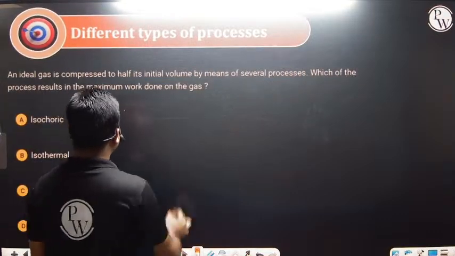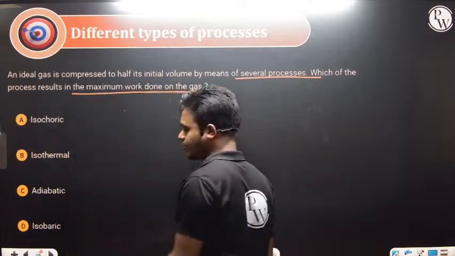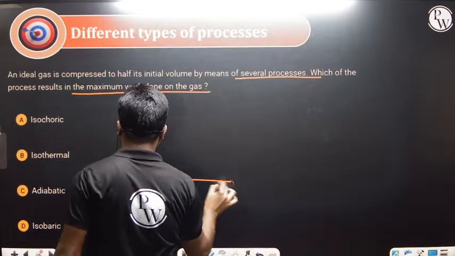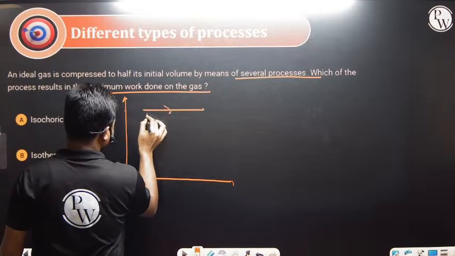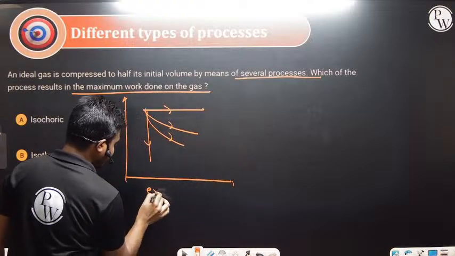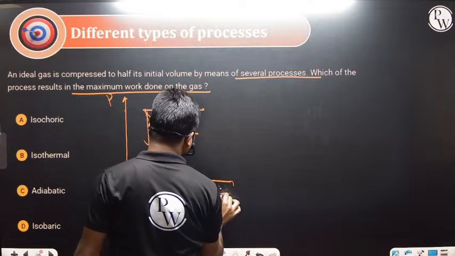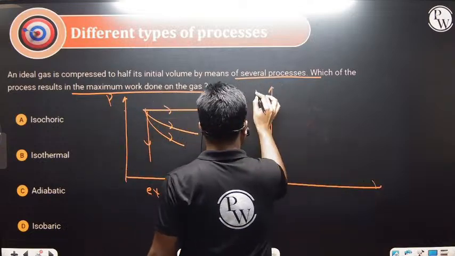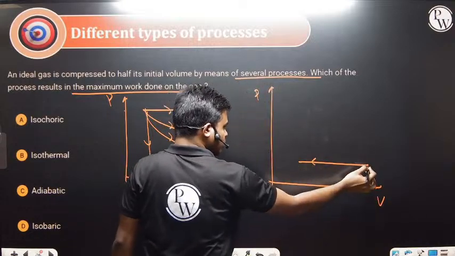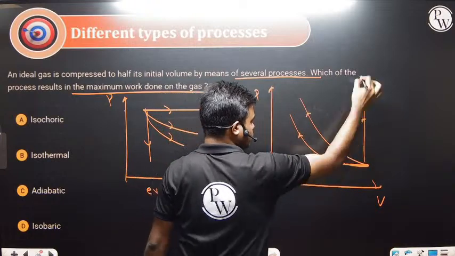An ideal gas is compressed to half its initial volume by means of several processes. Which of the following processes results in maximum work done on the gas? So when we talk about the work done on the gas, we can note down this. If we talk about the graph of this, so this is the isobaric process, isothermal process, adiabatic process, isochoric process. This is for expansion of the gases, pressure versus volume. And if we have pressure versus volume for compression of the gases, this will now start from higher volume and go to this: isothermal, adiabatic, and this side isochoric.